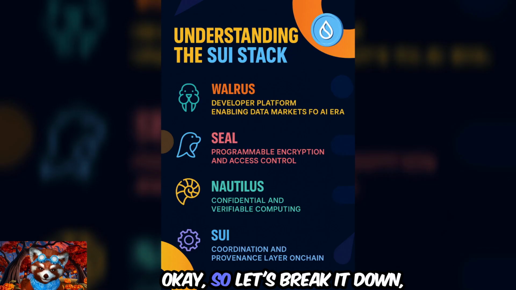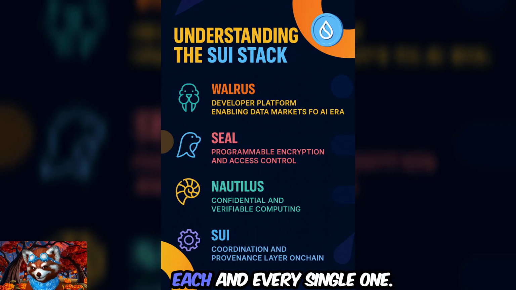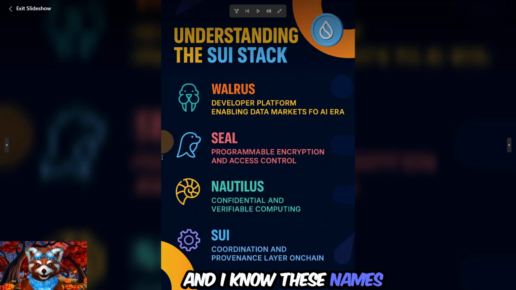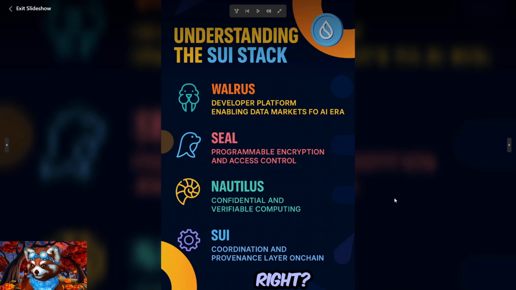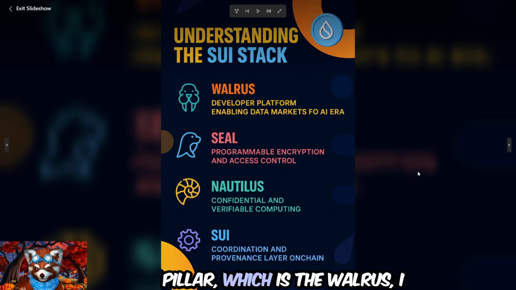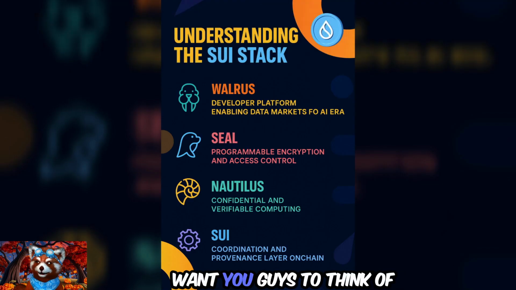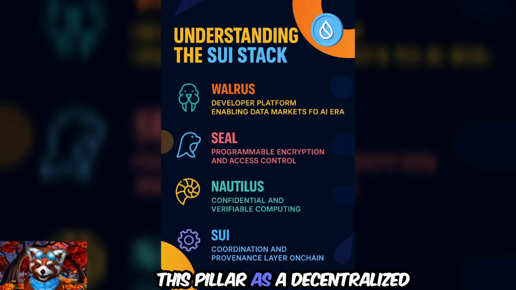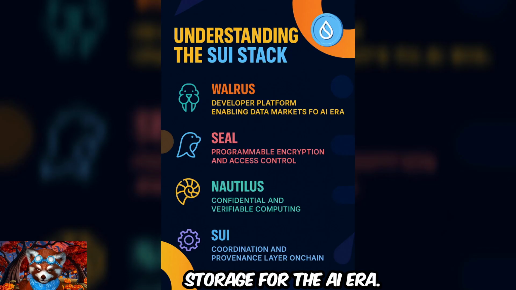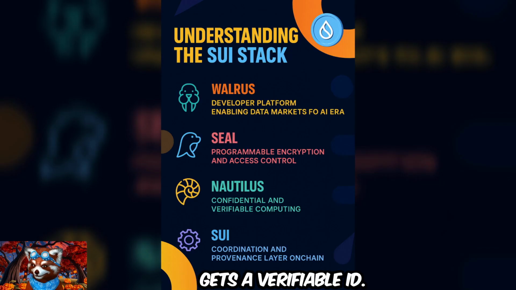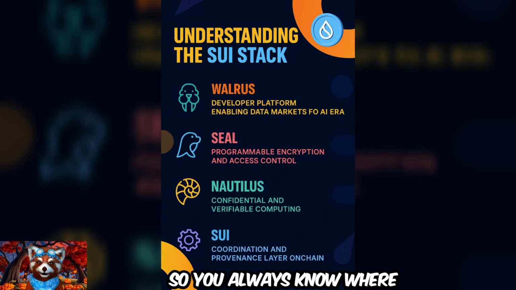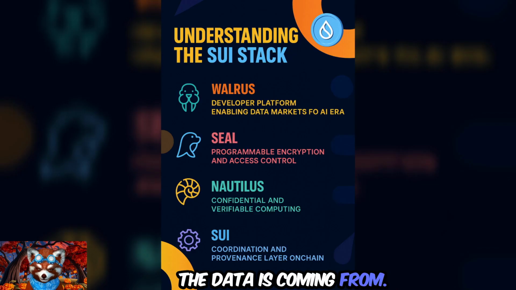Let's break down each and every single one. I know these names are kind of crazy, but Sui is a raindrop, so I guess all things are with rain, water elements combined, right? Looking at the first pillar, which is Walrus, think of this pillar as decentralized storage for the AI era. Every data, every model gets a verifiable ID, so you always know where the data is coming from.